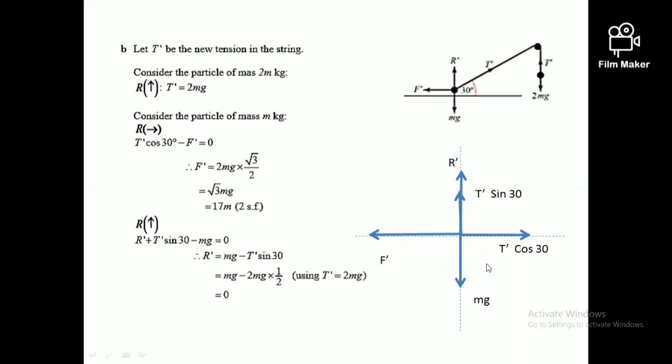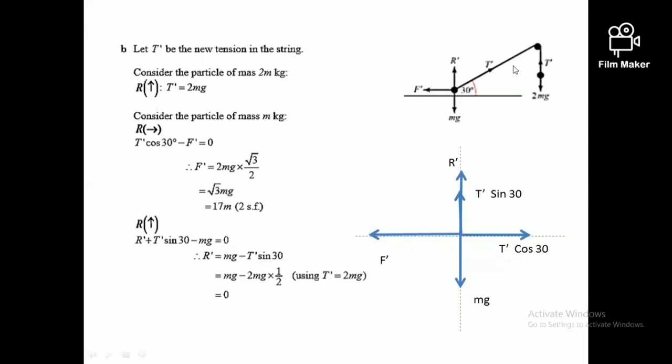Then horizontal equilibrium is T dash cos 30 equals F dash. But here still there are two unknowns. Then we can consider the equilibrium of this particle. Then what can you say? T dash is equal to 2 mg because this is in equilibrium, so there is no other forces. Sorry, T dash equals 2 mg. From here you can get the value for T dash.